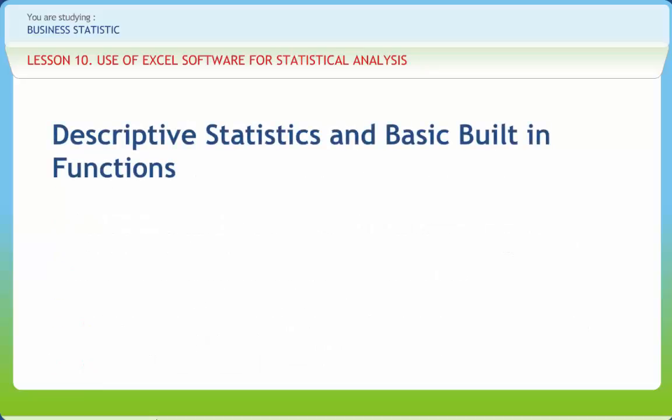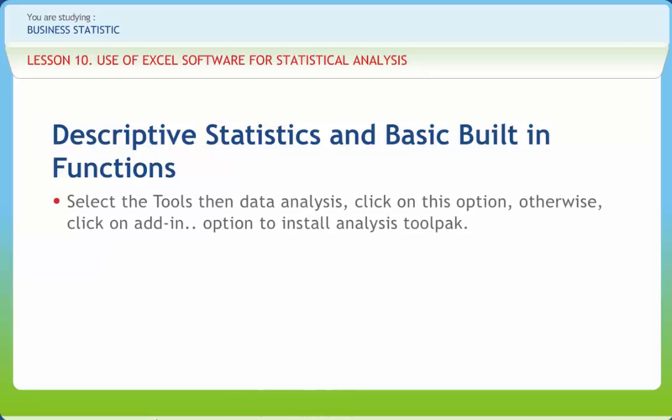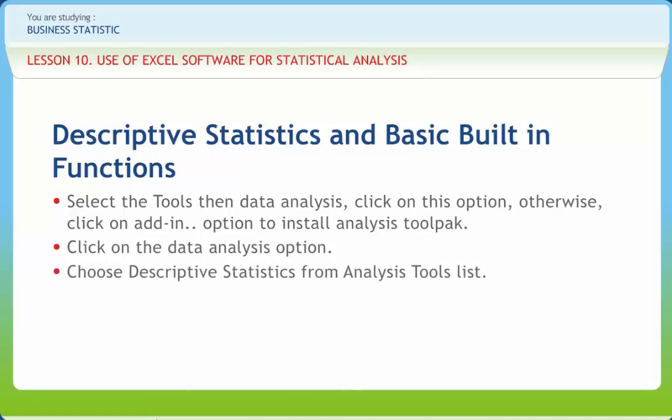The Data Analysis Tool Pack has a descriptive statistics tool that provides you with an easy way to calculate summary statistics for a set of sample data. To find descriptive statistics for sample data, step 1 is to select the Tools pull-down menu. If you see Data Analysis, click on this option. Otherwise, click on the Add-In option to install the Analysis Tool Pack. Step 2 is to click on the Data Analysis option. Step 3 is to choose Descriptive Statistics from the Analysis Tools list.